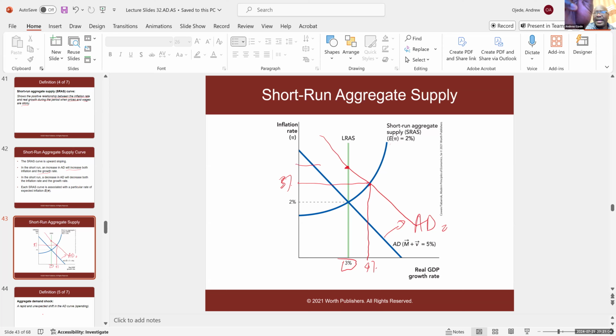Inflation would even be much higher when you increase aggregate spending in the economy. Maybe it might increase to 5%. But there will be no change in what? In real growth. In a classical theory, because classical theory only believes in the long-run aggregate supply curve. I hope you're following.